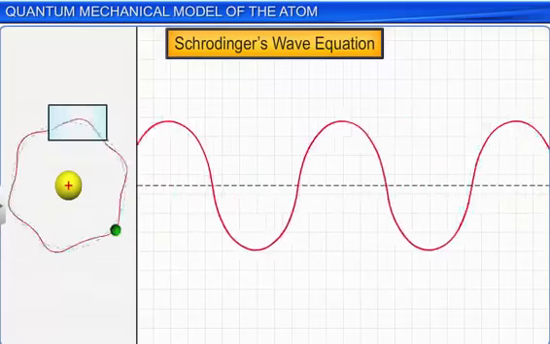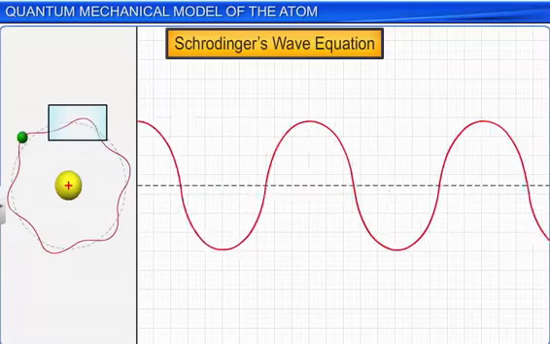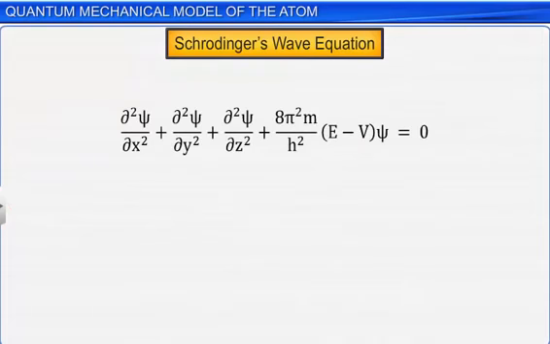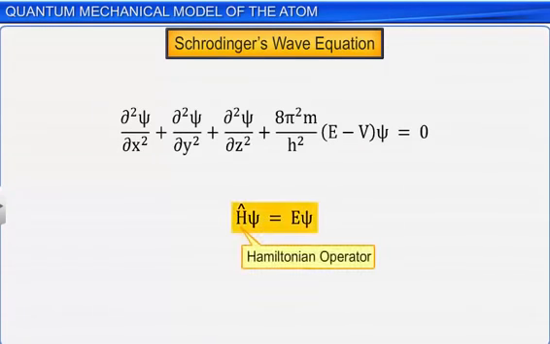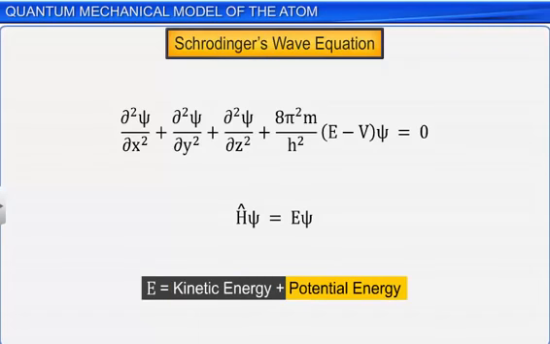The Schrödinger wave equation is obtained by differentiating the equation for the standing wave of an electron in the hydrogen atom. In short, Schrödinger wave equation is written in terms of Hamiltonian operator as shown here. In this equation, E stands for total energy of the system, which includes kinetic energies of all the subatomic particles and potential energy due to attractive and repulsive forces operating in an atom.